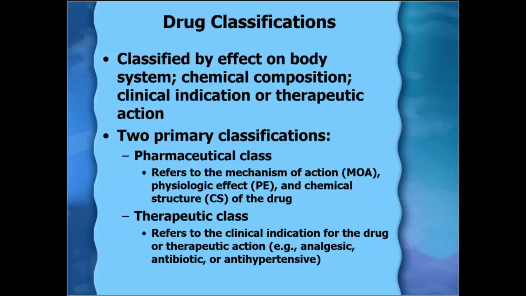Drug classes refer to groups of drugs that share similar characteristics. 2 primary classifications are pharmaceutical class and therapeutic class. Pharmaceutical class refers to the mechanism of action, the physiologic effect, as well as its chemical structure. The therapeutic class refers to the clinical indication or therapeutic action. So, for example, analgesic, antibiotic, antihypertensive, etc.